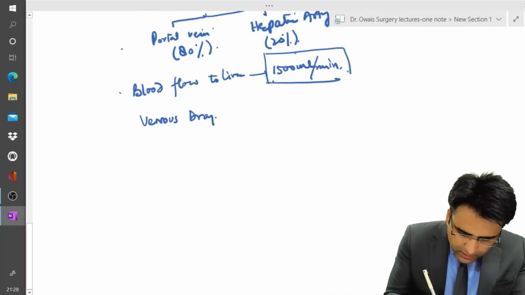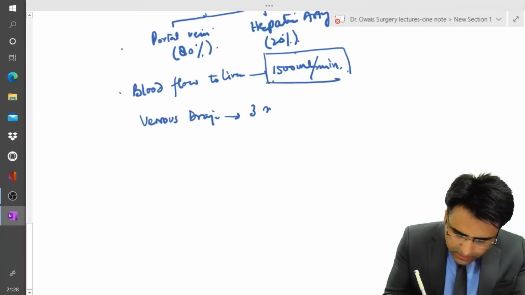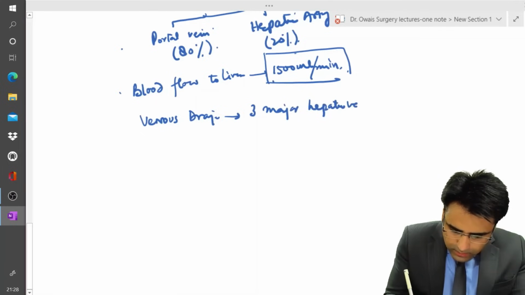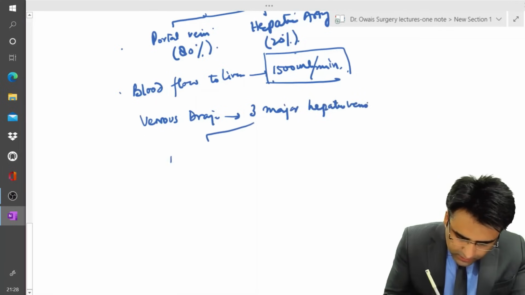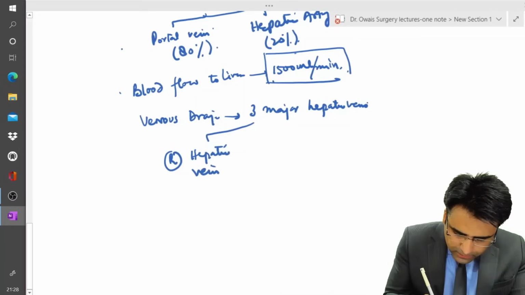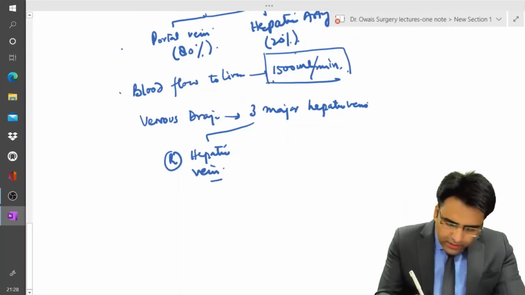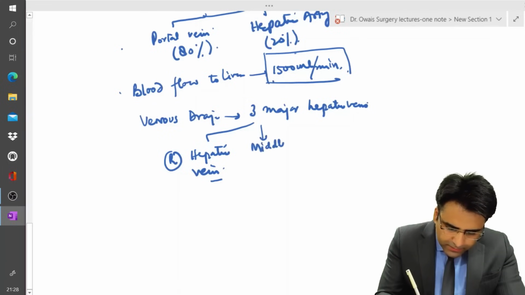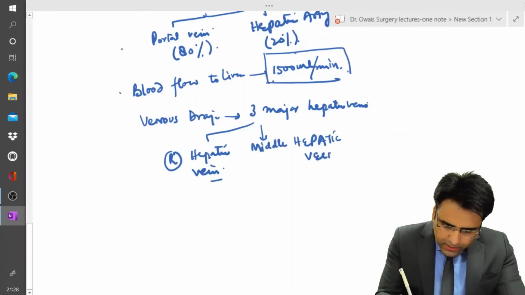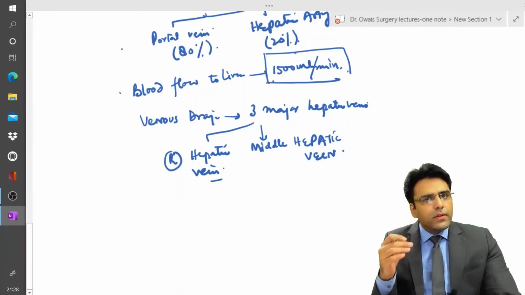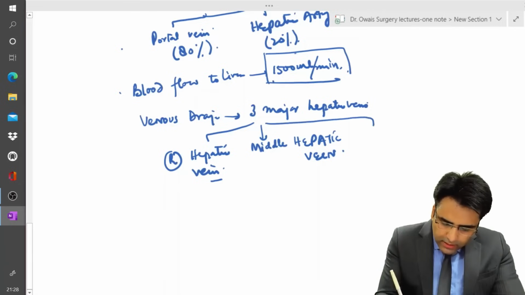So if we see the venous drainage, what is the venous drainage? The venous drainage occurs through three major hepatic veins, and these are, we have the right hepatic vein. And I told you this right hepatic vein runs through the right portal fissure. Then we have the middle hepatic vein. This middle hepatic vein runs through the main portal fissure or middle portal fissure. Then we have the left hepatic vein.